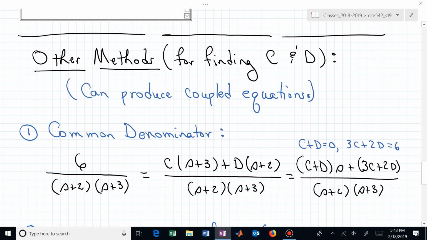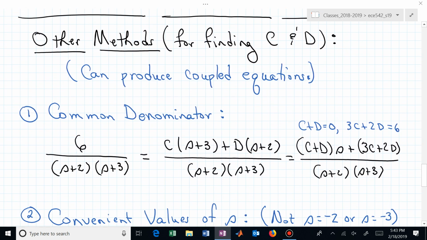There are other methods for finding C and D, and some of these other methods might actually produce coupled differential equations.